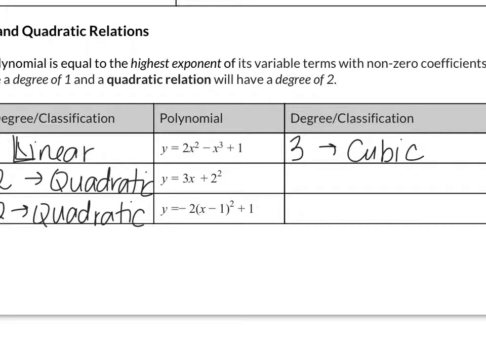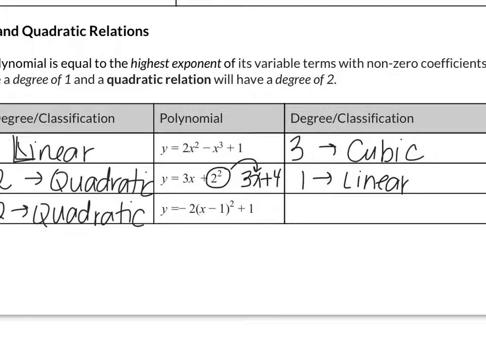So taking a look at the next one, we have 3x plus 2 squared. Even though something's being squared, it's a number that's being squared, not a variable. So the highest degree on the variable is still 1. If I simplify this, it's going to become 3x plus 4. So the degree is still 1, and therefore it is linear. The degree of 2 has to be on a variable, not on a constant term, so not just on a number.